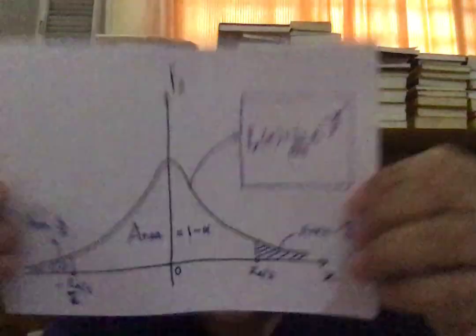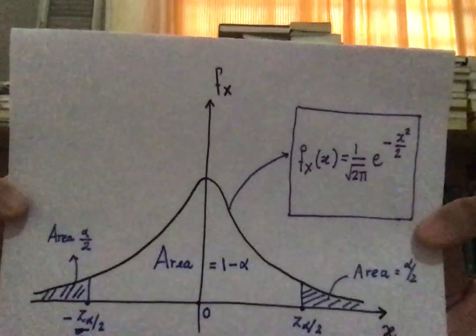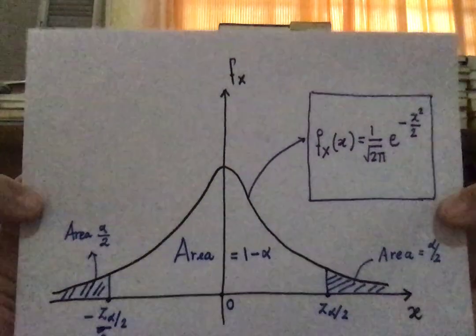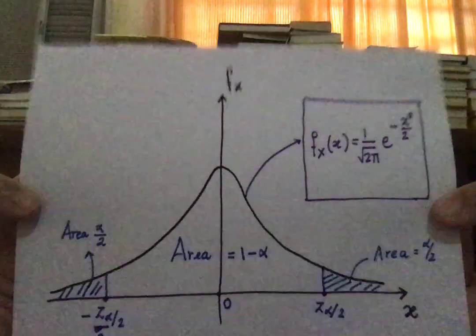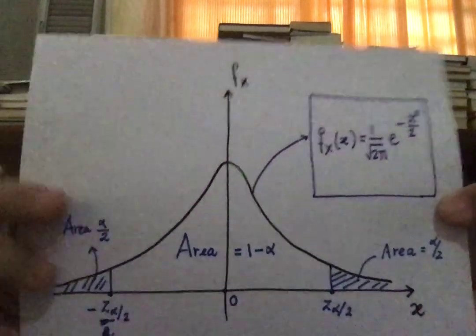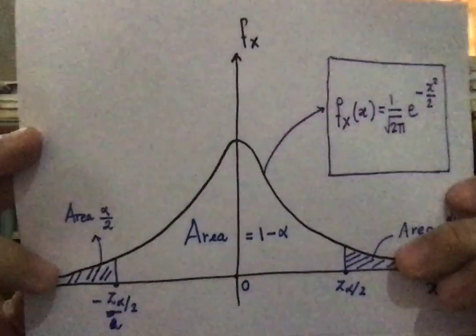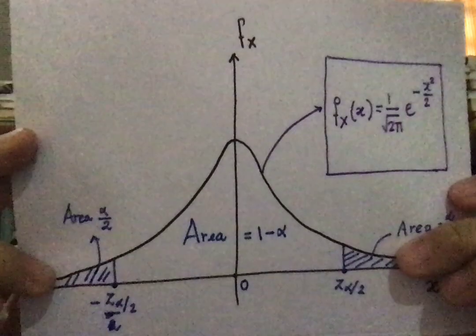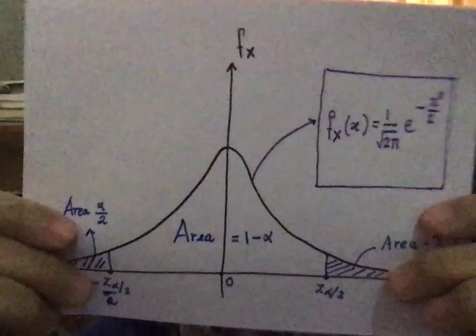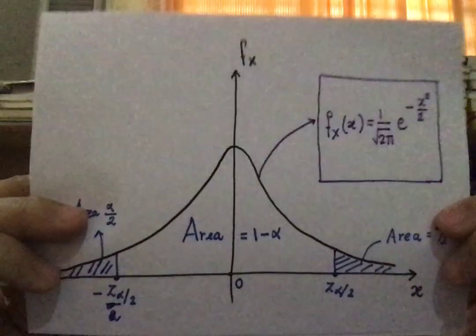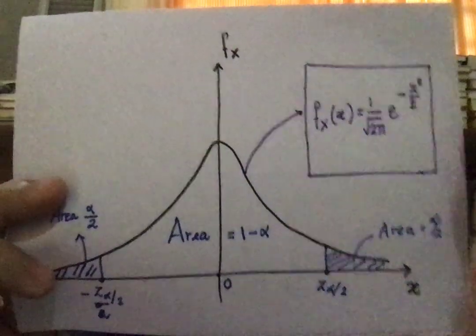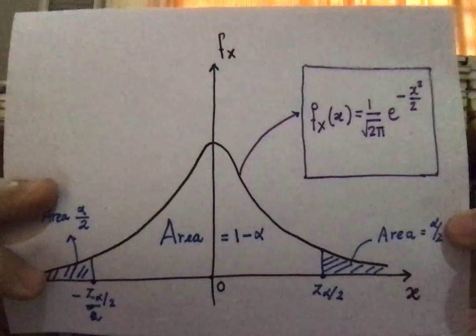So here is the graph of the standard normal variable Z. The density is 1 by root 2 pi times e to the power minus x square by 2. You know, this is absolutely symmetric around 0, and that is why it's so interesting. So here z alpha by 2 is a point such that the area under the curve after the point z alpha by 2 is alpha by 2.